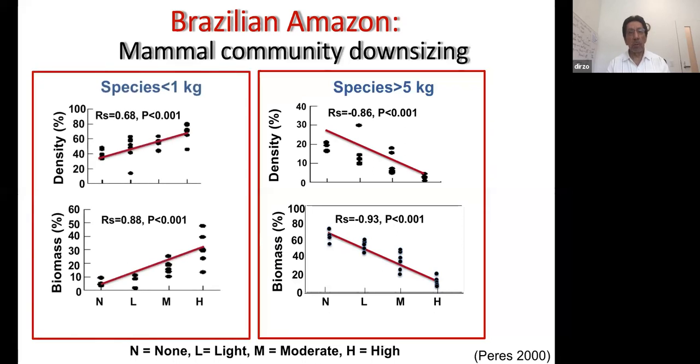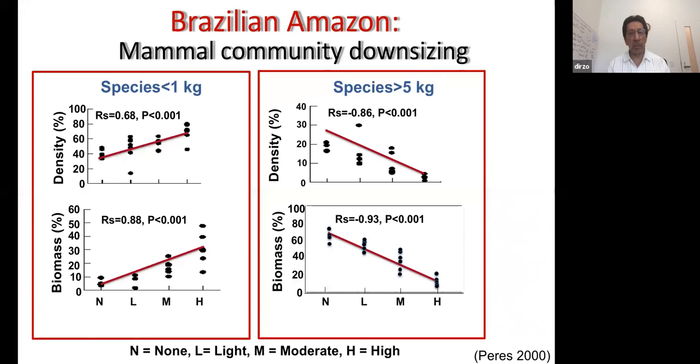However, when you look at the same graphs, but now considering the species that have a body size of 1 kilogram or less, then the situation is very different. Not only do we not have a negative effect of human impact, but in fact, what you can see is that both relative density and relative biomass significantly increase with human impact. And so the contrast between the panel on the left and the panel on the right reveals for you what I showed you in that global analysis in the previous histograms.